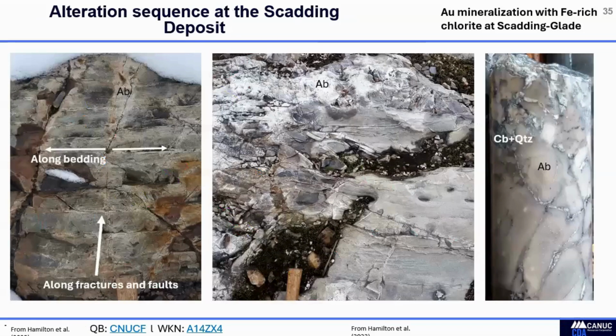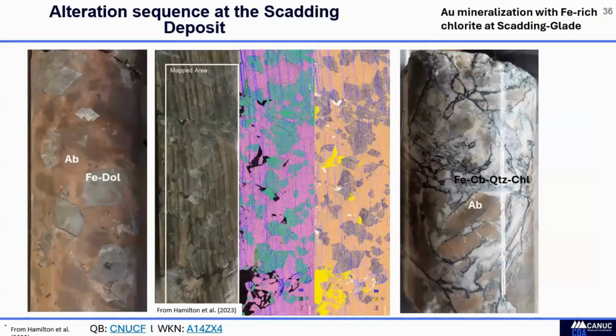Now the alteration sequence at the Scadding deposit. It starts like many other showings in the Southern Province, with some alteration progressively evolving to albitite. Sometimes this alteration is going to evolve to these ferroan dolomite formations. It's sometimes very spectacular and can form very large crystals. And these crystals are the product of the in-situ replacement of the rock. So it's not open space filling. It's dissolution-precipitation forming these ferroan dolomite crystals.